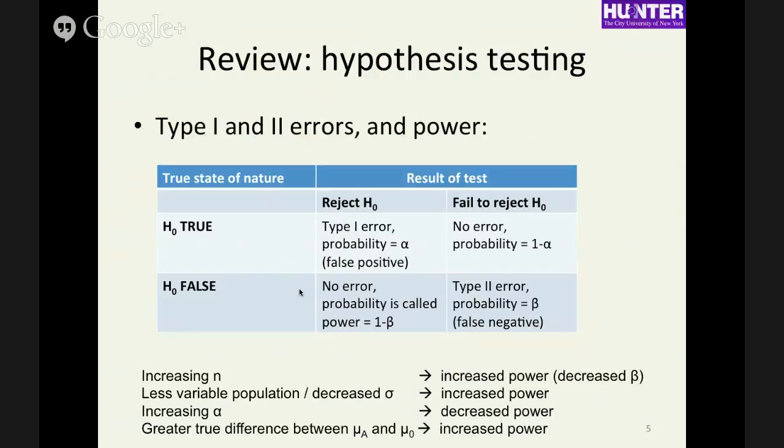And increasing alpha, that decreases your power. This is a little bit confusing, so what I mean by increasing alpha: if you go from alpha equals 0.05 to alpha equals 0.01, does your power go up or down? Yeah, your power goes down because you need stronger evidence to be able to reject the null. So you're less likely to be able to do that.